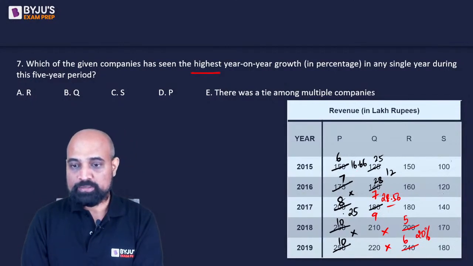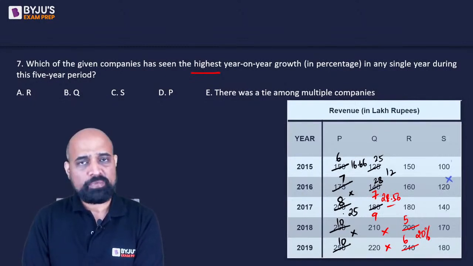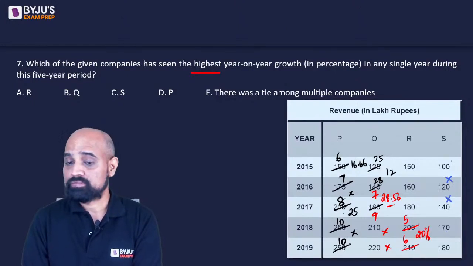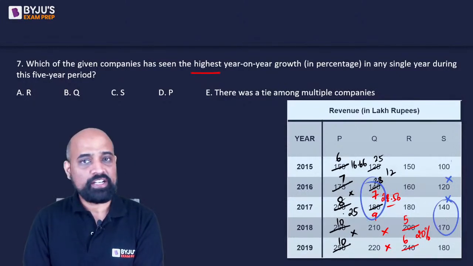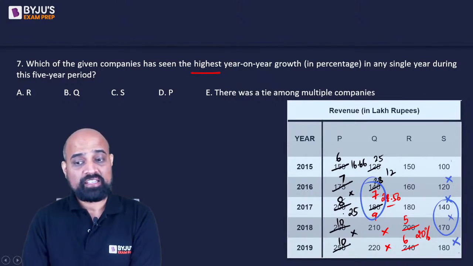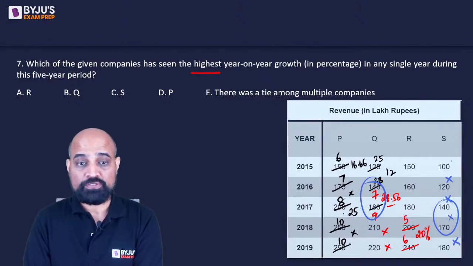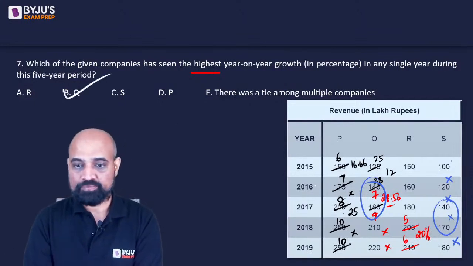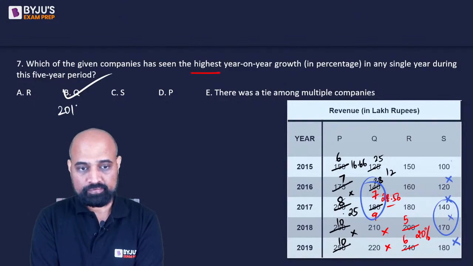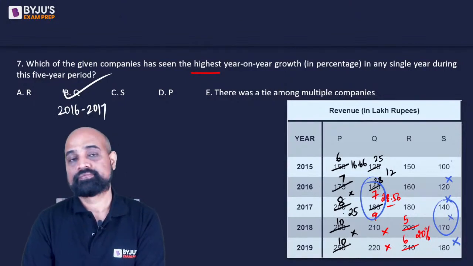Okay, next 100 has become 120. This is 1/5 increase. So 20% again. 120 has become 140. 1/6 increase. 140 has become 170. Okay. 140, 180 का चेंज ज्यादा था तो 140, 170 तो नहीं होगा. 170, 180 नहीं होगा. So the highest happens to be at only one place, which is for Q, and that is in the year 2016-17. ठीक है.